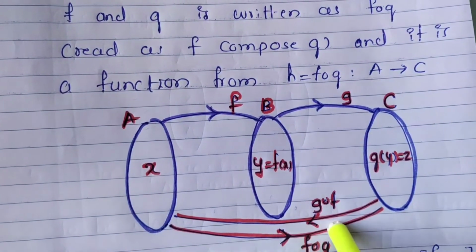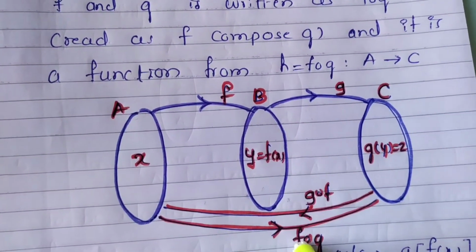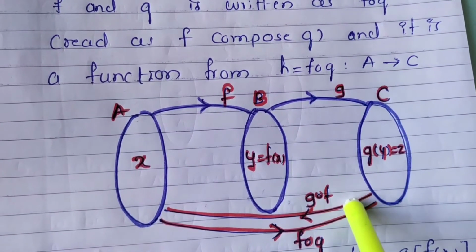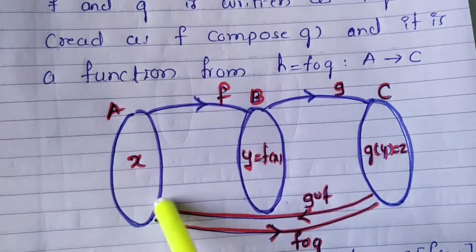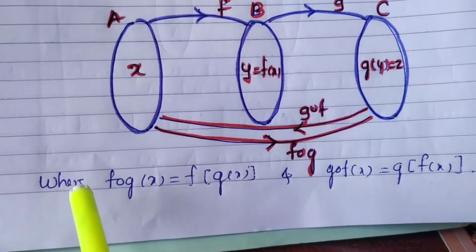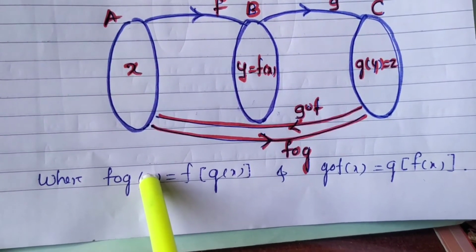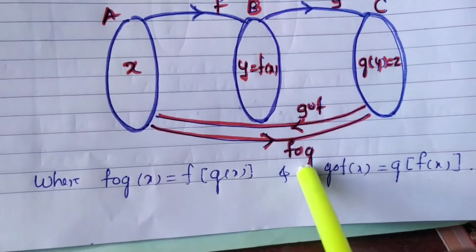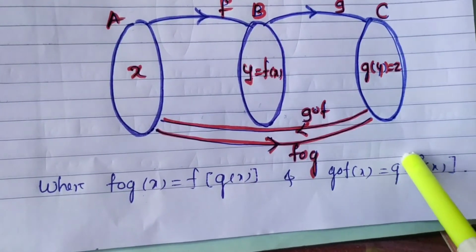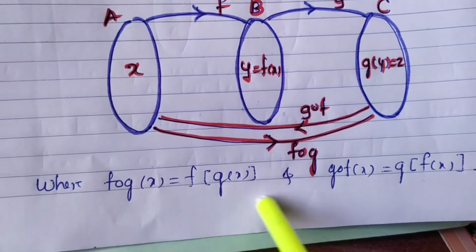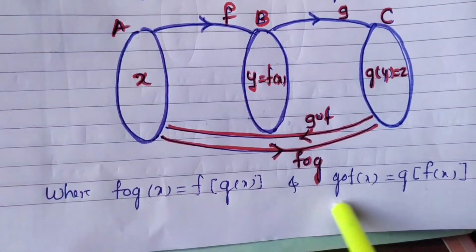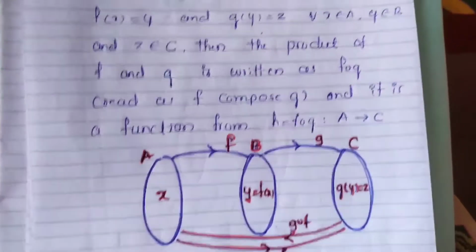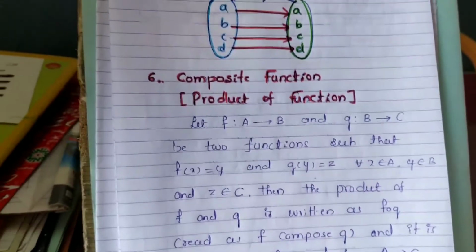This is f into g, written as f compose g, and in reverse, g compose f. So f compose g of x can be written as f of g of x, and g compose f of x is written as g of f of x. These are useful whenever you are solving examples on the composite function. So this is the definition of a composite function.